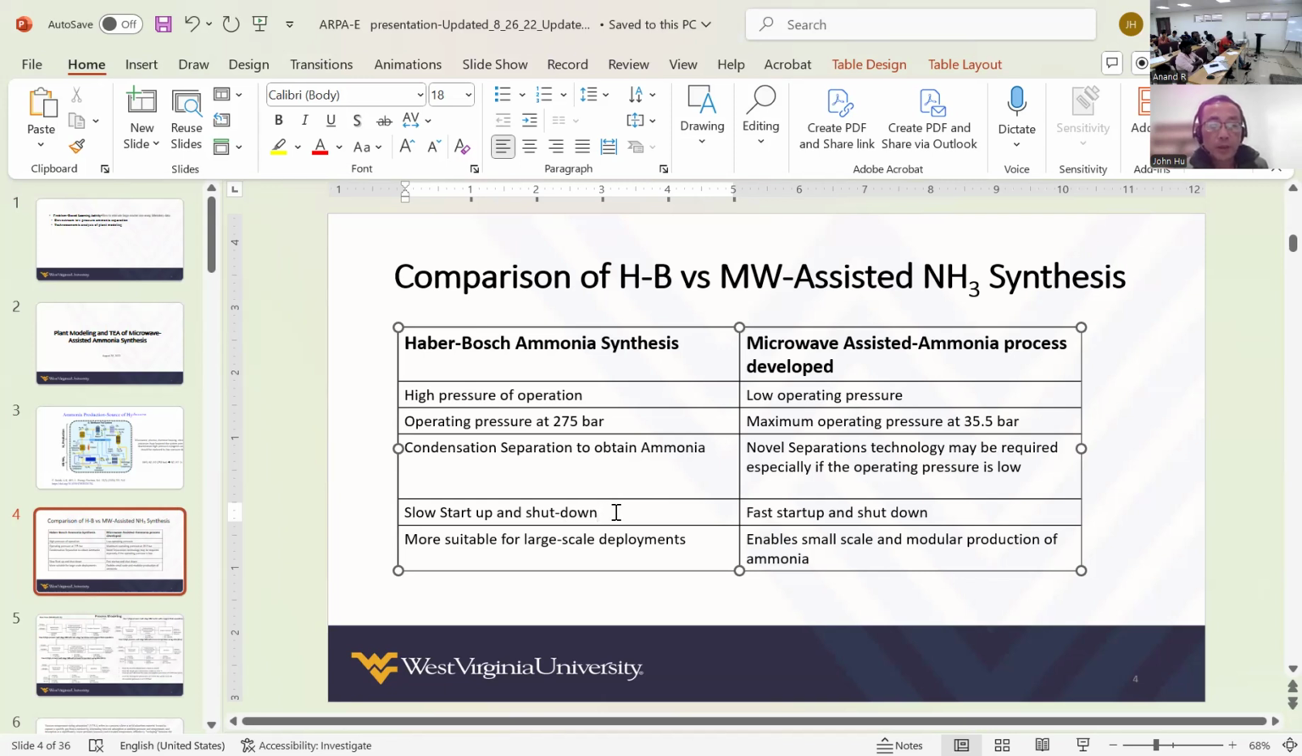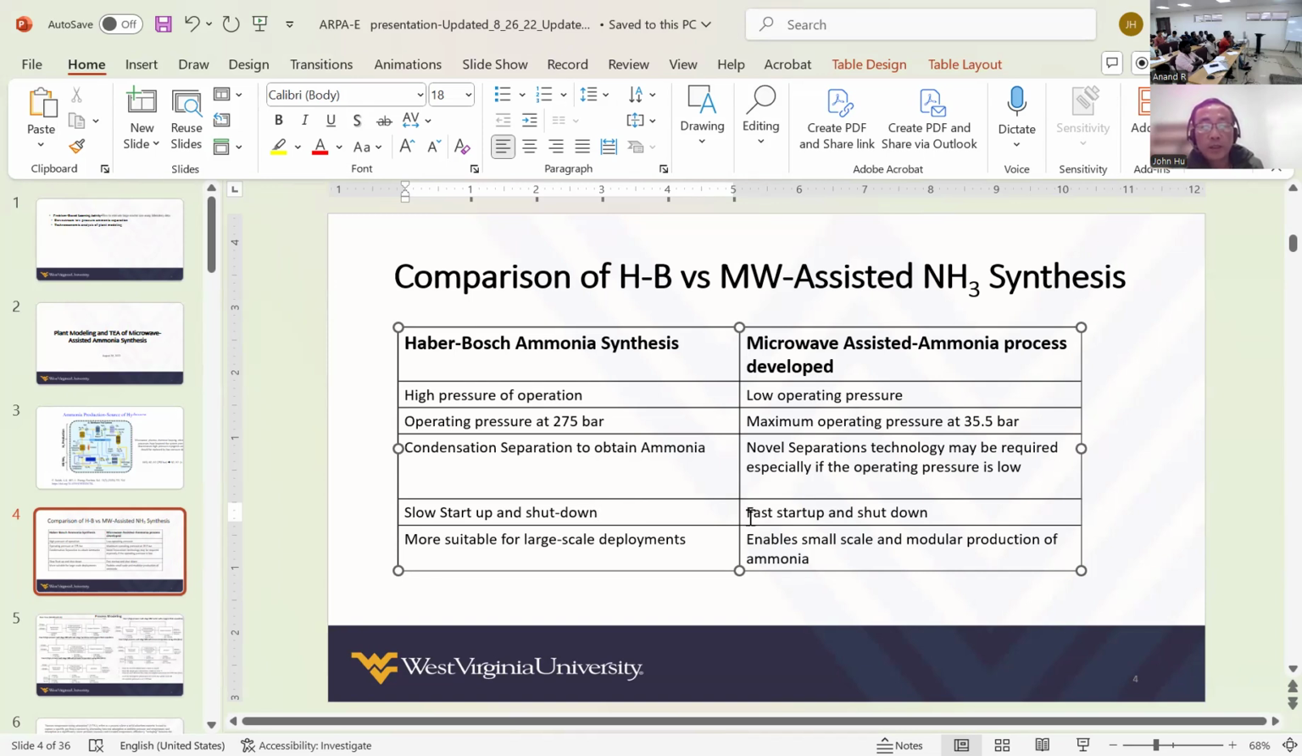But remember I said a commercial Haber-Bosch plant takes 3 days to start up and 2 days to shut down. 3 days to start up means you have to slowly pressurize and slowly increase temperature, until you land at 500 degrees C and 275 bars, which is your condition. When you shut it down, you have to cool it down slowly. You have to slowly release the pressure. You don't want to suddenly release pressure. So it takes 5 days to turn around, but with the microwave, we can do it within a minute.